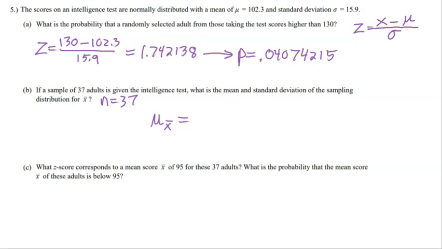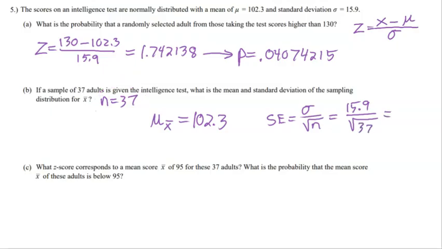It's going to be the same as the mean of the population, which is 102.3. But the standard deviation of the sampling distribution, that's the standard error, which is sigma divided by the square root of n. And sigma here is 15.9. And the square root of n, well, n is 37.